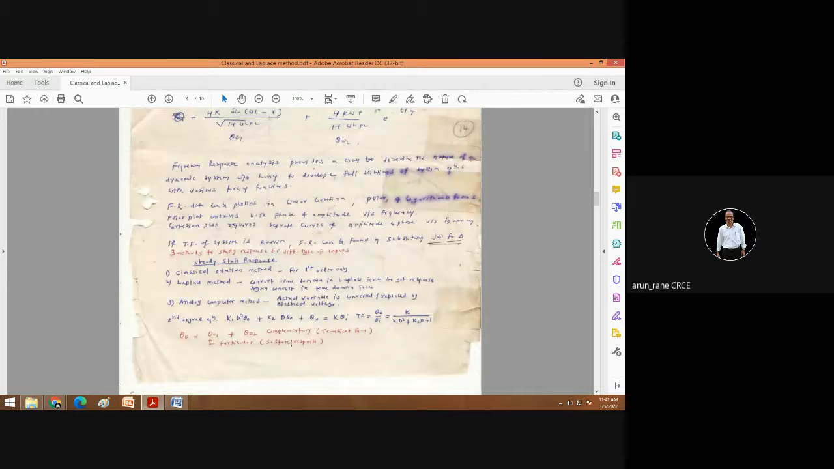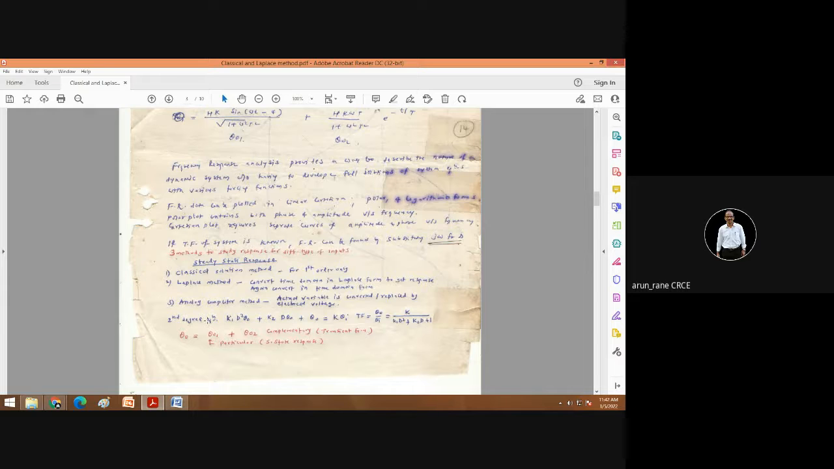So there are the classical solution method, Laplace method, and analog computer method. This is what is called frequency response analysis. Frequency response analysis provides a way to describe the nature of a dynamic system without having to develop the full solution of the system equation with various disturbances. Frequency response data can be plotted in linear, Cartesian, polar, and logarithmic forms. You can represent them by plots.